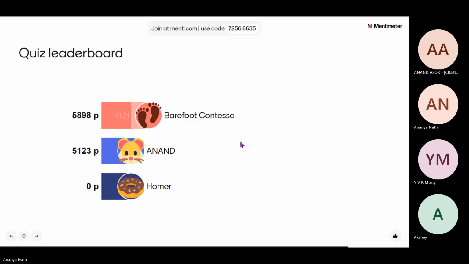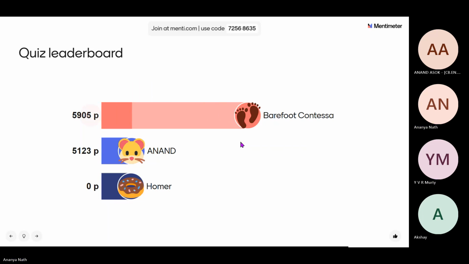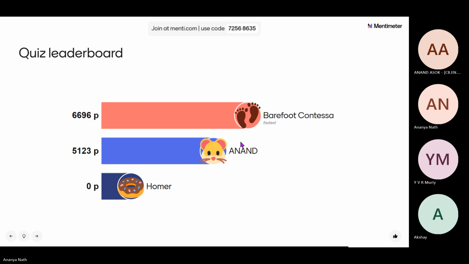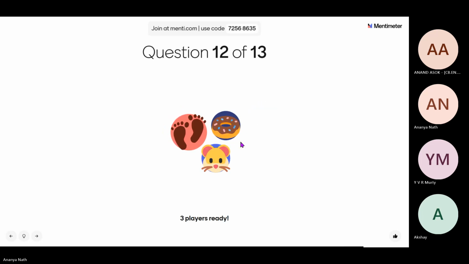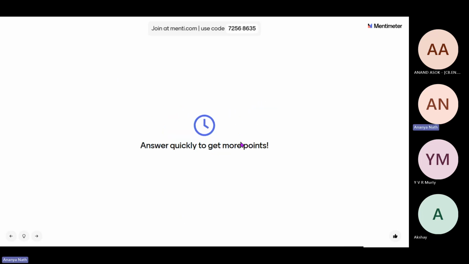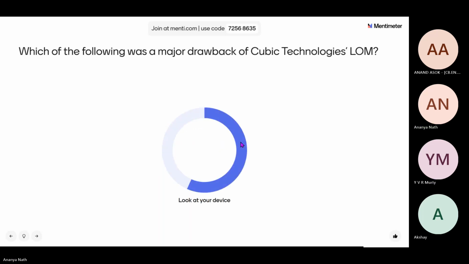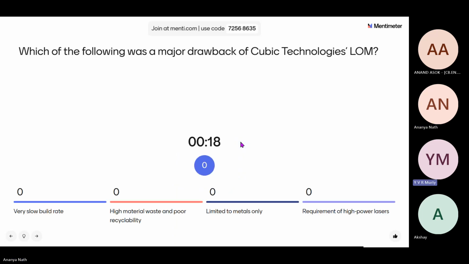So let's see. Okay. This is our second last question. Which of the following is a major drawback? Slow build rate or limited material? This time also myself is correct.